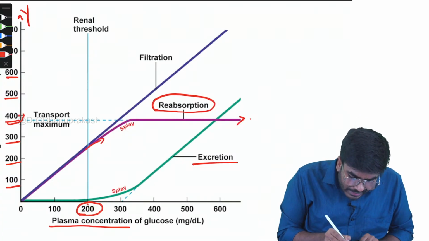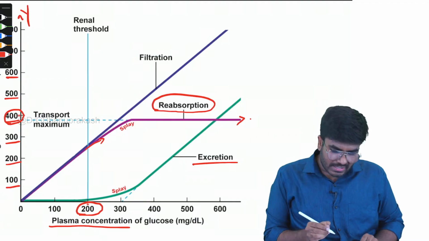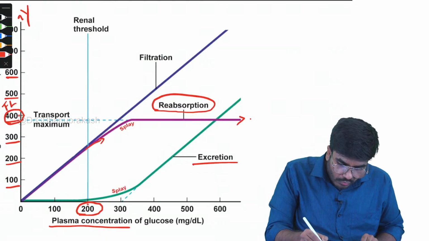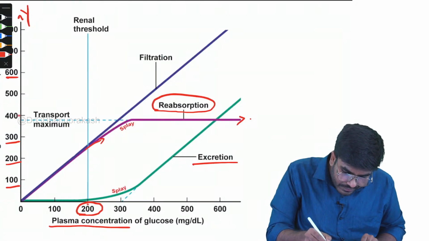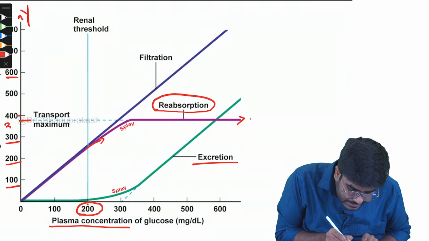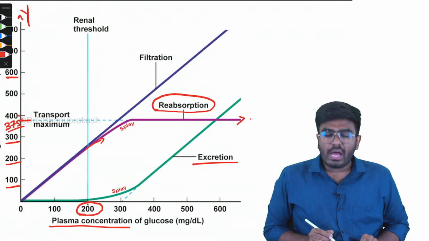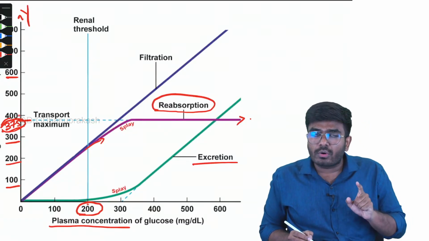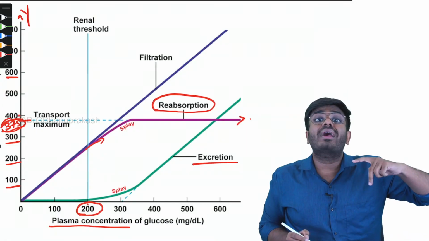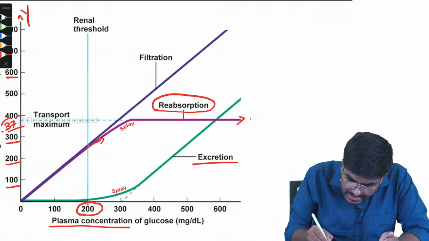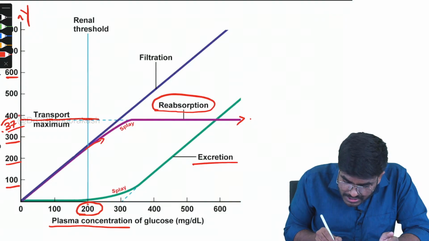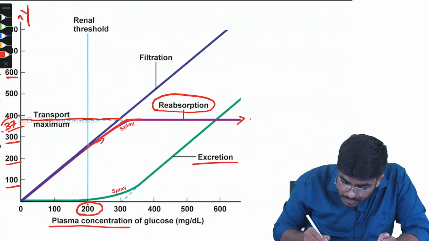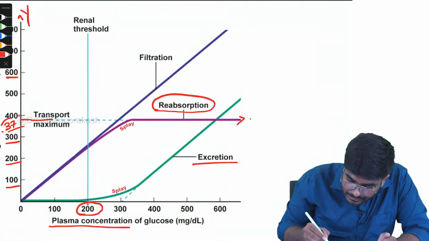Now, concentrate here. What is this 400? This is the filtered load of glucose. Sorry, not 400, I should actually draw it here. This is less than 400, that is 375. Now, if the filtered load of glucose is 375, as I have already taught you, there is no further reabsorption at this concentration. At this concentration, what is happening to the reabsorption curve?